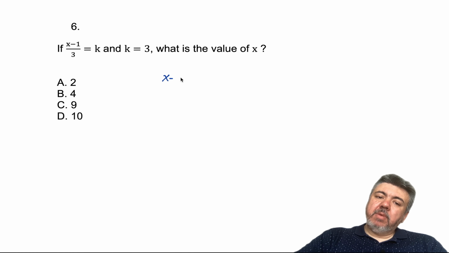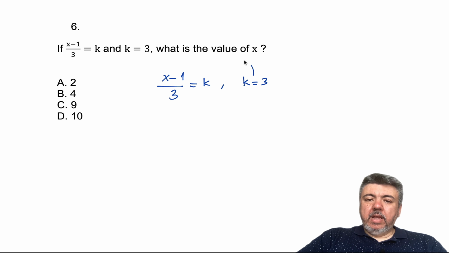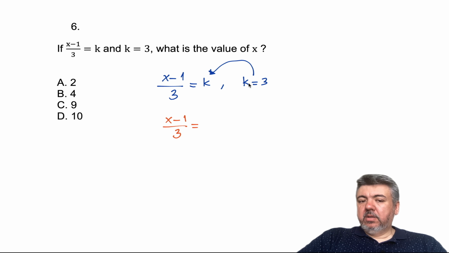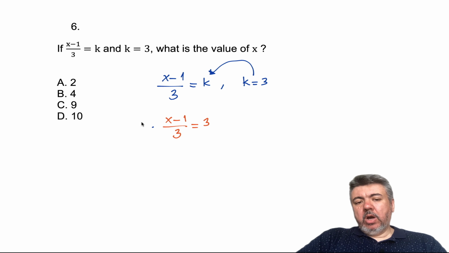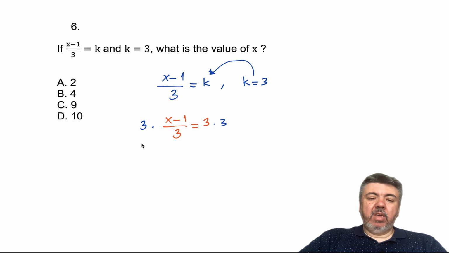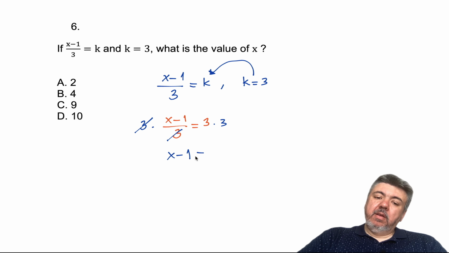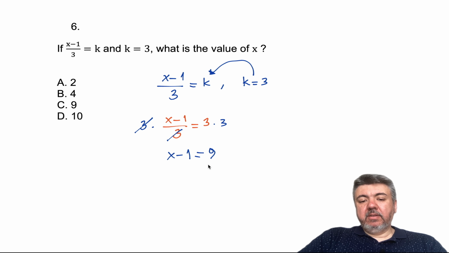Okay, they give me x minus 1 over 3 is k, and then they give me the value of k. So let's substitute 3 into this equation first. What we get, x minus 1 over 3 is 3 again. Do what next? I want to get rid of this 3, so I will multiply both sides by 3. These two cancel, x minus 1 on the left and 3 times 3, 9 on the right, right?